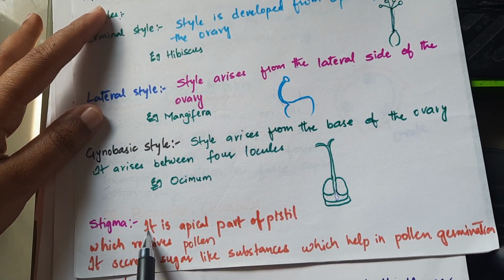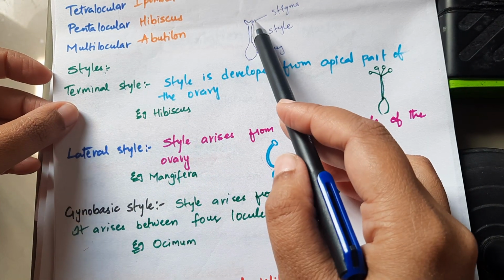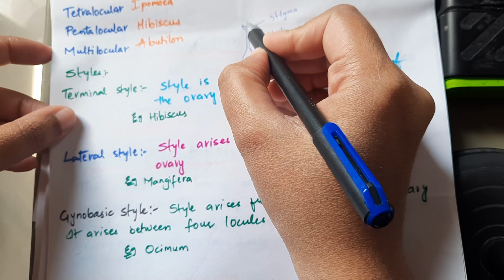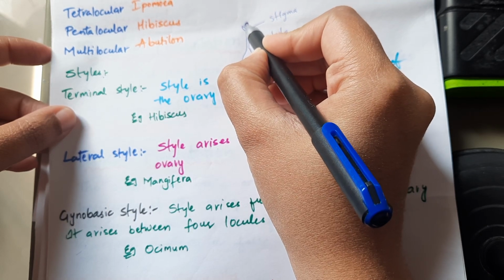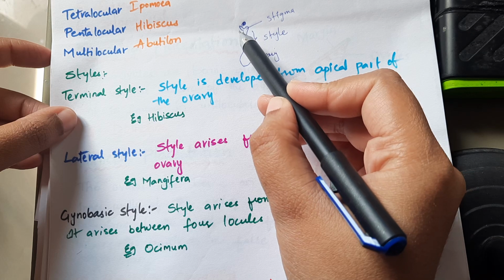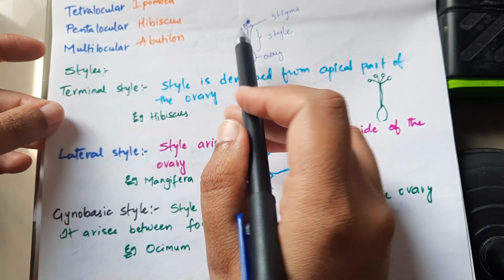Then coming to the stigma. What is stigma? It is the apical part of the pistil. It receives the pollen grains, where the pollination occurs, and this part secretes some sugar-like substances which help in pollen germination.